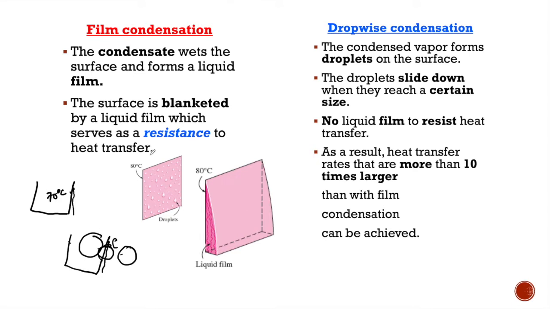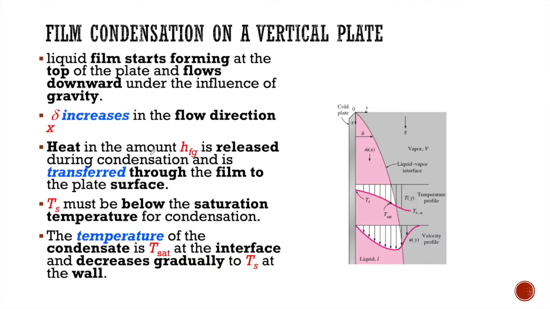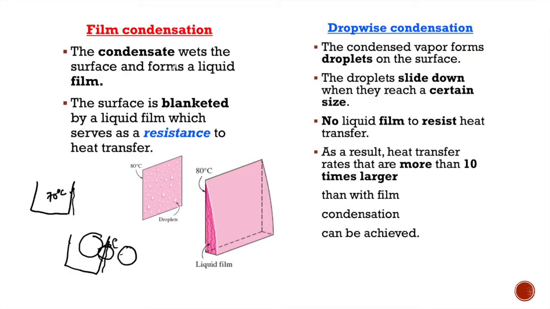For dropwise condensation, the condensed vapor forms droplets on the surface. The droplets slide down when they reach a certain size. There is no liquid film to resist heat transfer. As a result, heat transfer rates more than 10 times larger than with film condensation can be achieved. But in this chapter we are focusing more on film condensation.